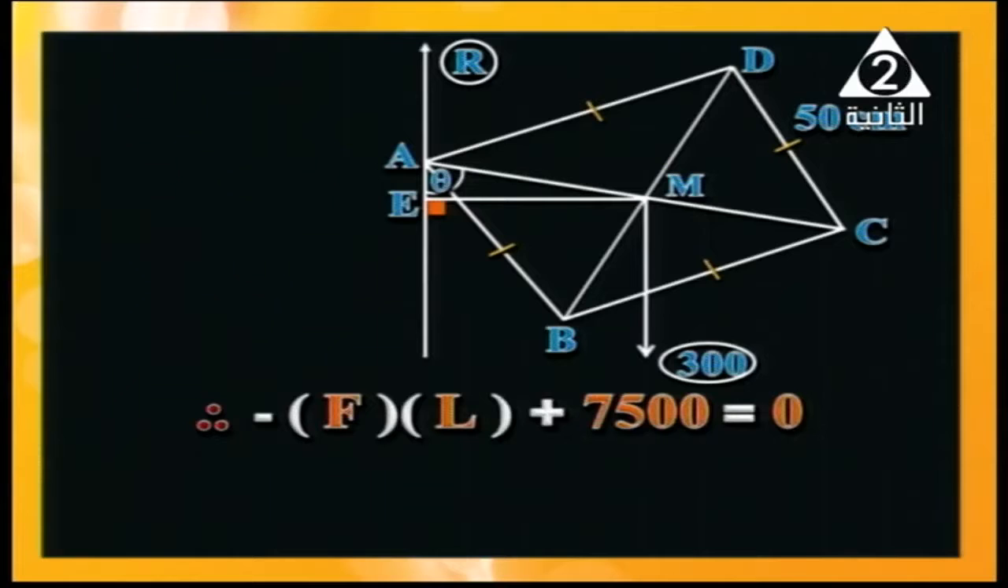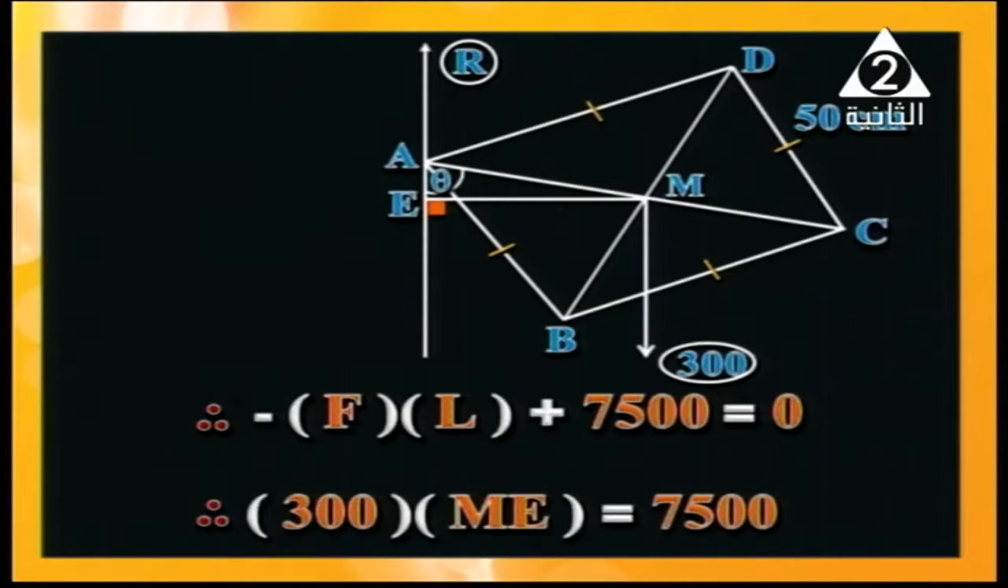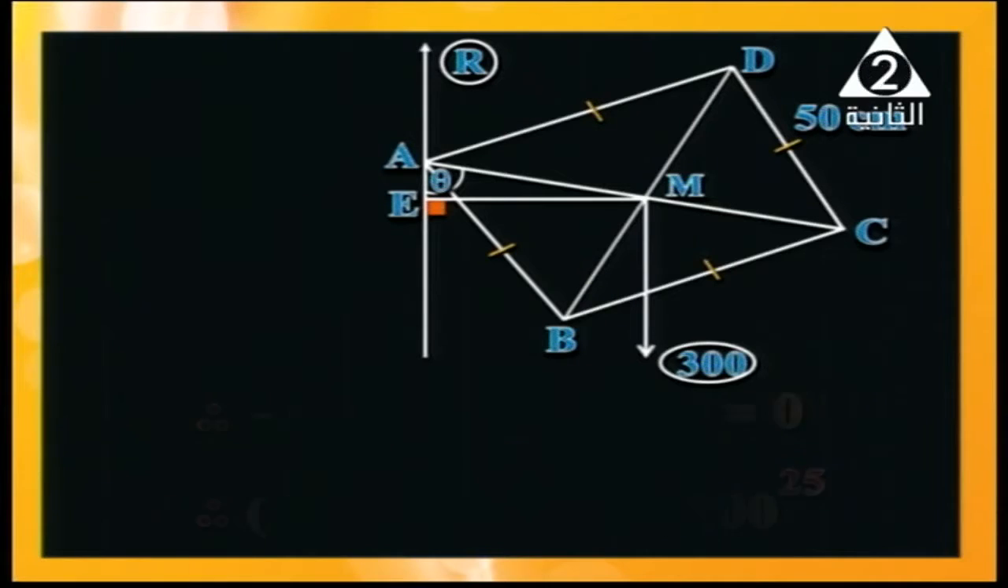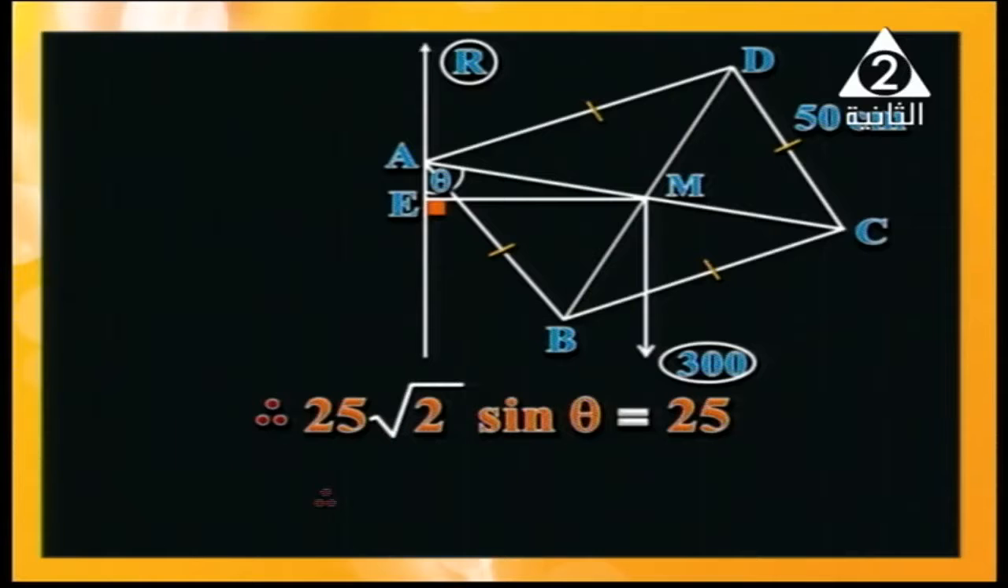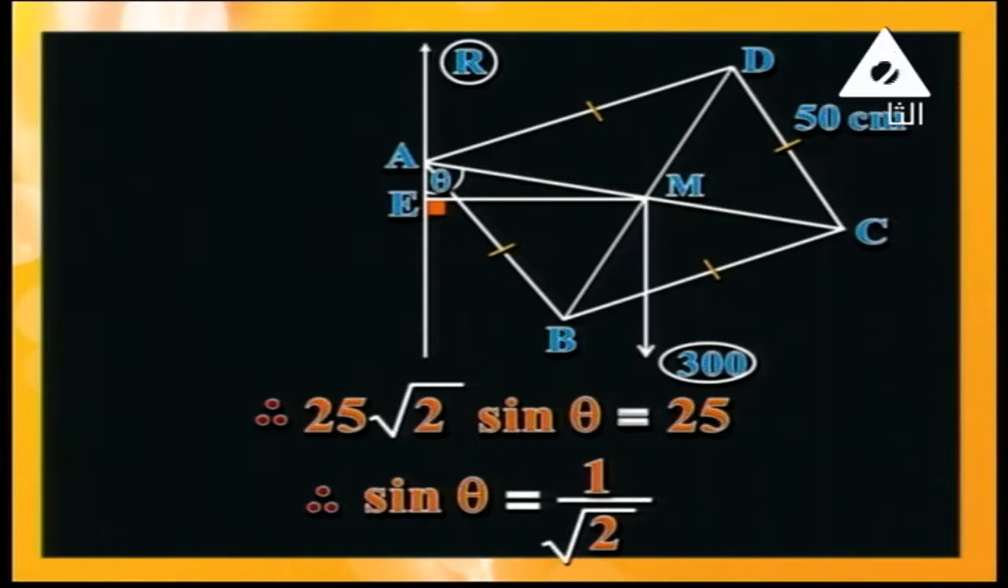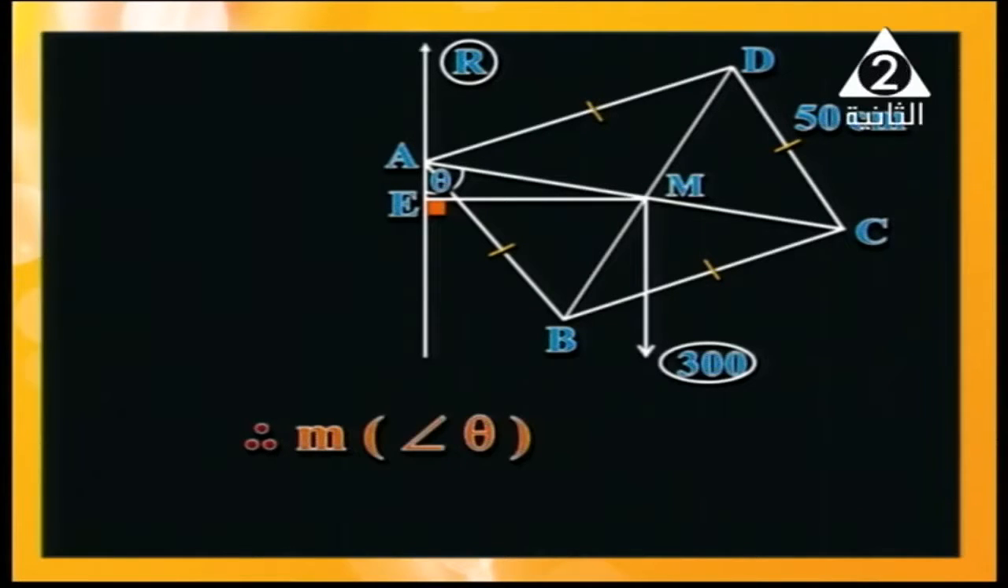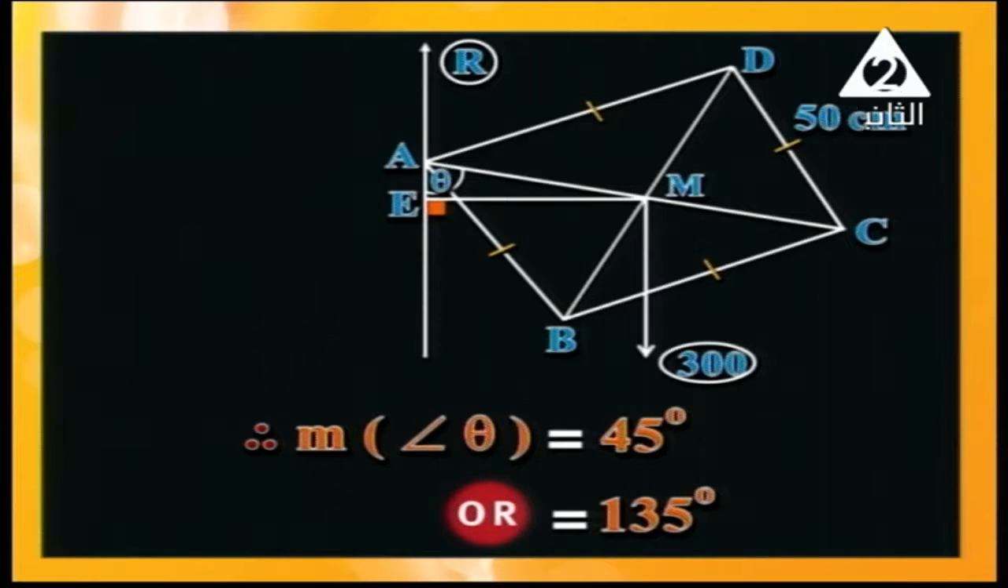My dear student, we form the equation of the couple. Moment of the couple: negative F times L plus 7,500 equals 0. Therefore, F equals 300. ME equals 7,500 divided by 300, which equals 25. Therefore sin theta equals 25 over 25 root 2, or 1 over root 2, or root 2 over 2, so theta equals 45 degrees, or 135 degrees, because angle theta is the inclination angle of diagonal AC. Theta is positive 45, or 180 minus 45 equals 135.